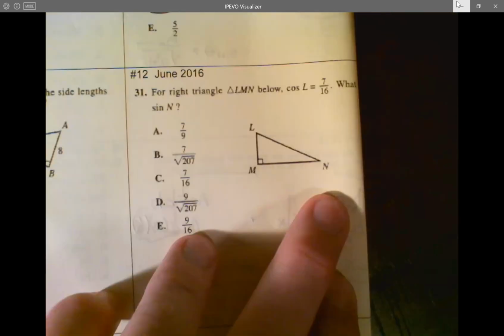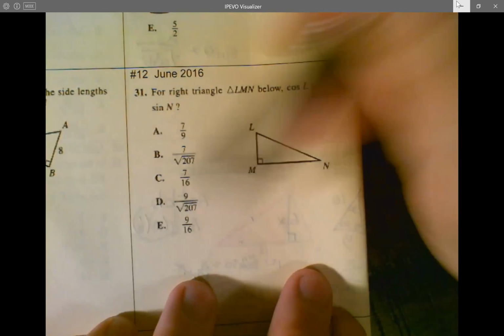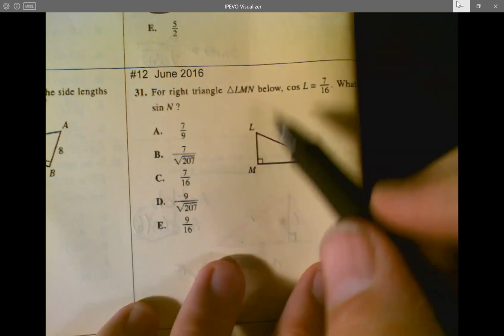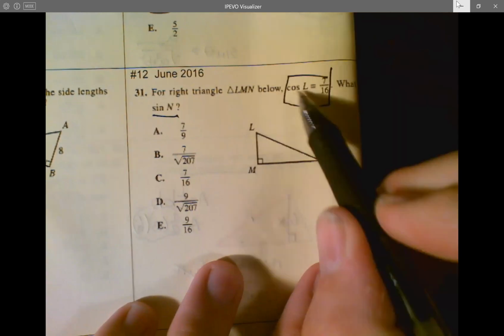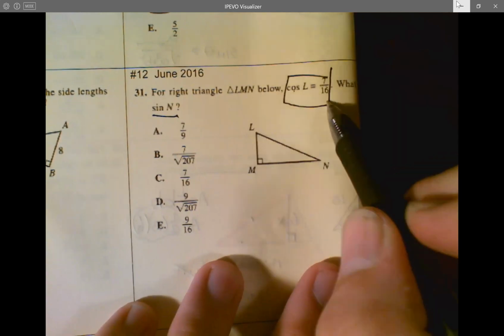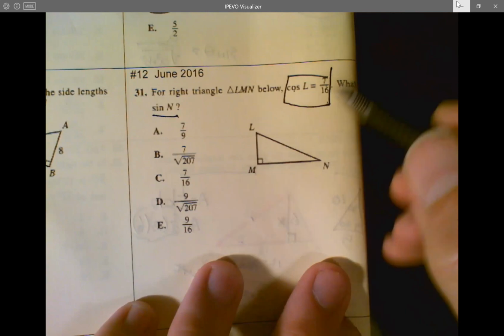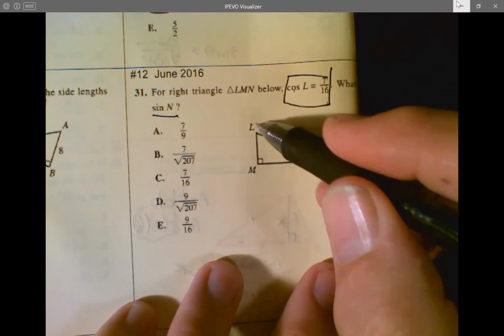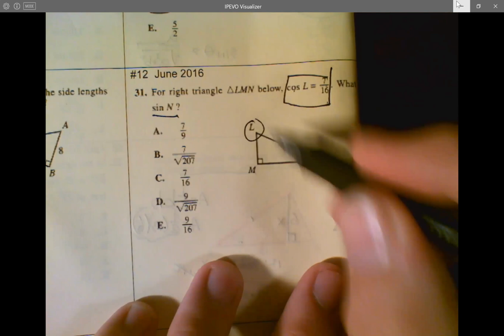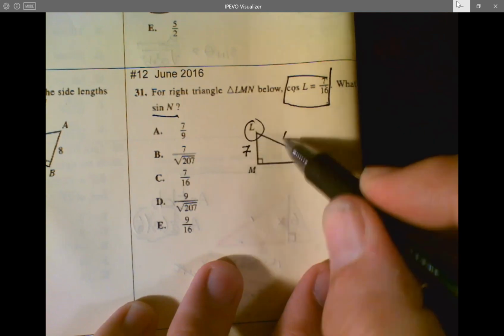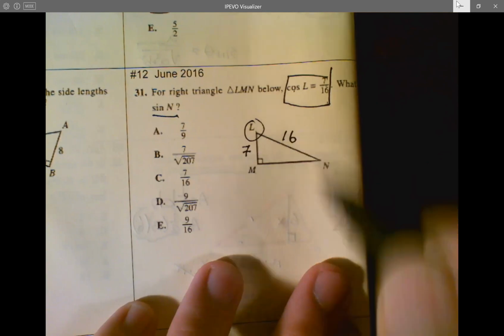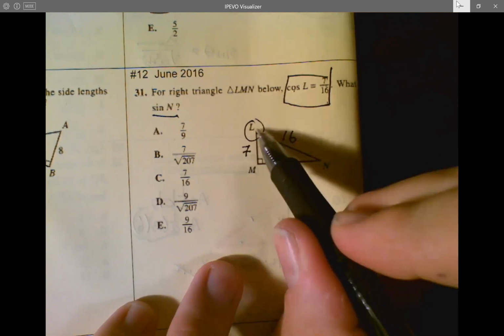This one's kind of interesting, and people that are taking pre-calculus will start seeing a lot of this stuff around December. We're trying to find the sine of N, but they tell us something. They tell us the cosine of L is 7 over 16. Well, isn't cosine adjacent over hypotenuse? So here's angle L. So that means the adjacent is 7 and the hypotenuse is 16. Because see, the cosine of L is adjacent over hypotenuse.